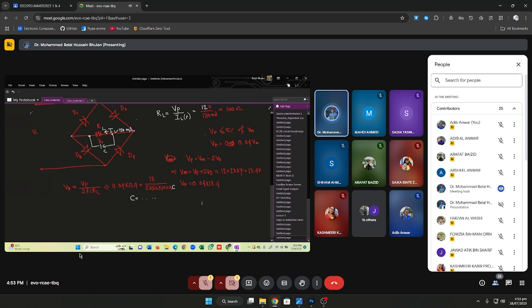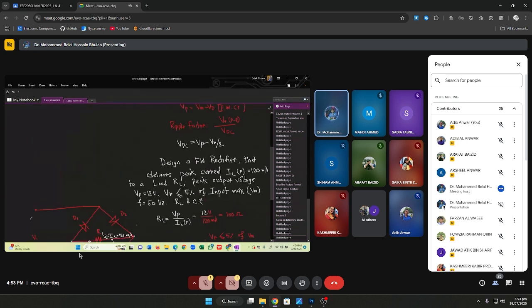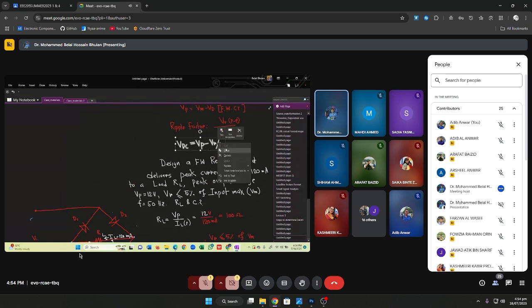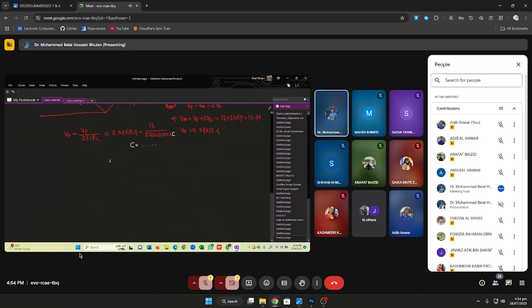Actually, now if you are asked to determine the ripple factor, what is the formula? VDC equals VP minus VR divided by 2. Since I know VR and VP, I can determine VDC and simply the ripple factor, which is VR divided by VDC. That's it. Very simple problem.